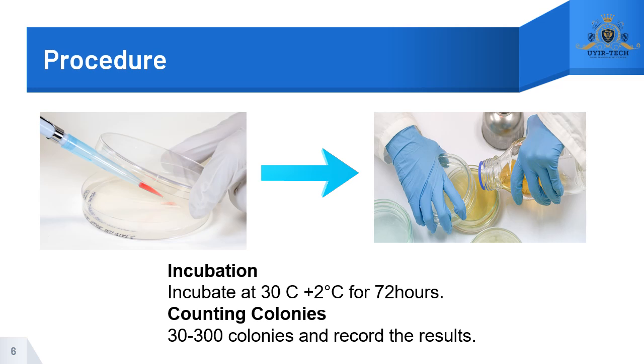For the calculation of the count, we consider dishes which contain 30 to 300 colonies if we are using 100 mm petri dishes. If you are using 90 mm petri dishes, we have to consider 20 to 200 colonies. We count the actual number in both plates of the dilutions and, as per the formula, calculate and report the result.